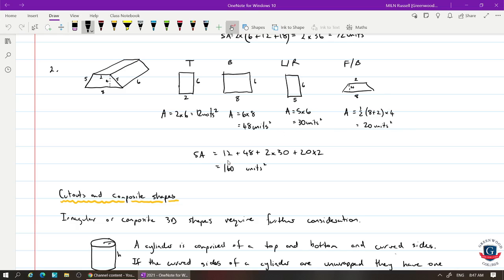Now to work out the surface area: top, bottom, 2 times my left and right measurement, plus 2 times my front and back measurement. 60 plus 60 is 120, plus 40 is 160 units squared.